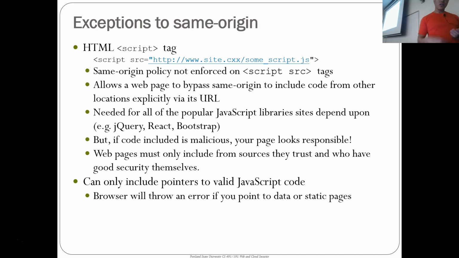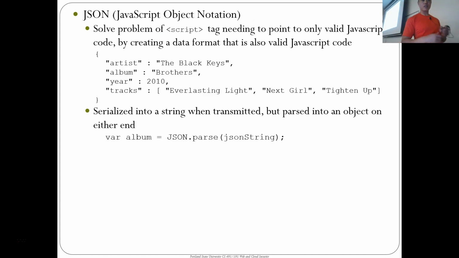So the issue with this is that if you have decided to include that code, and that code you included was actually malicious, then it looks like you're at fault, right? Because it's coming from you. The other thing is that with this exception, you can only include pointers to valid JavaScript code. So the content that you pull in with the script tag is validated to be legitimate JavaScript before you're allowed to include it. And we'll talk about why that matters in the next slide.